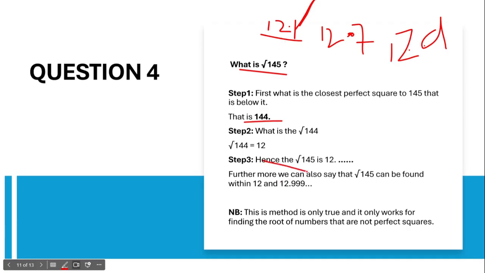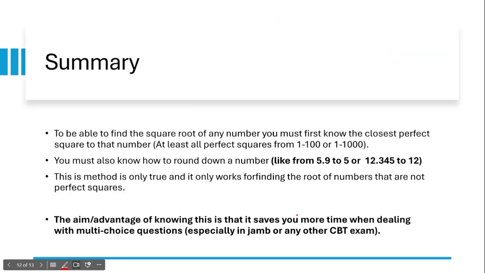So hence our answer is 12 point something something something. From this observation, you can see that it's 12.1 something something something. Since it's just one number ahead of 144, you cannot say 12.1 something something something. Furthermore, we can also say that 144 can be found within the range of 12 to 12.999. So also, the summary of what we've just done today.